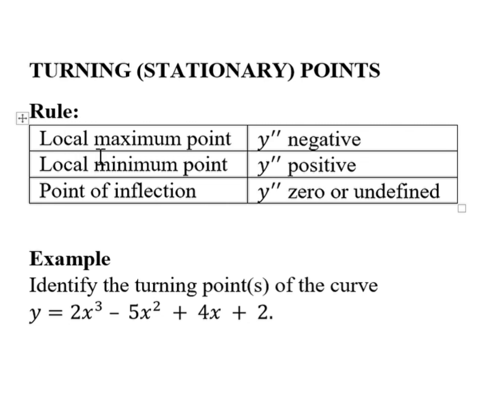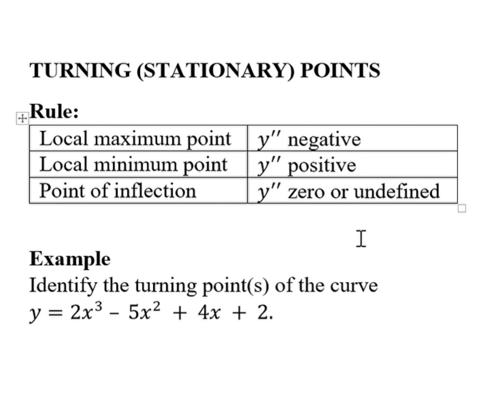But if we expect a local maximum point, then the second derivative of that equation should be negative. And if the second derivative is positive, then it means that's a local minimum point. But if it's a point of inflection, then the second derivative is supposed to be 0 or undefined, meaning infinity.